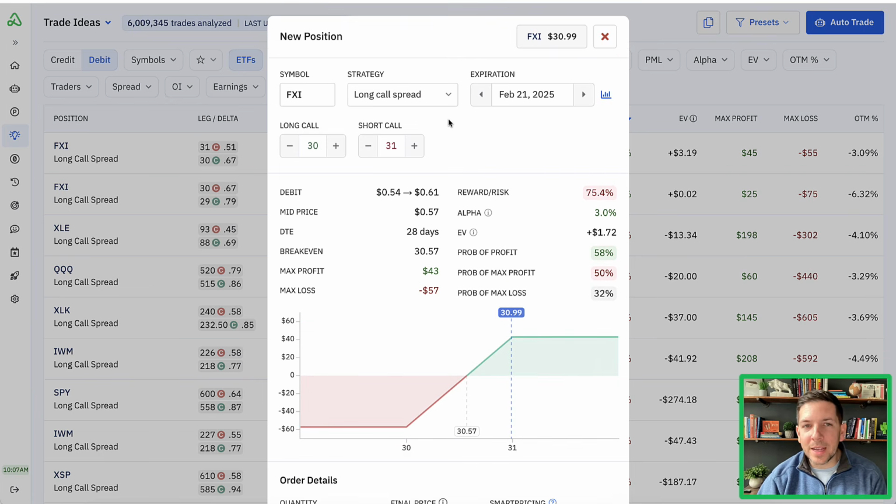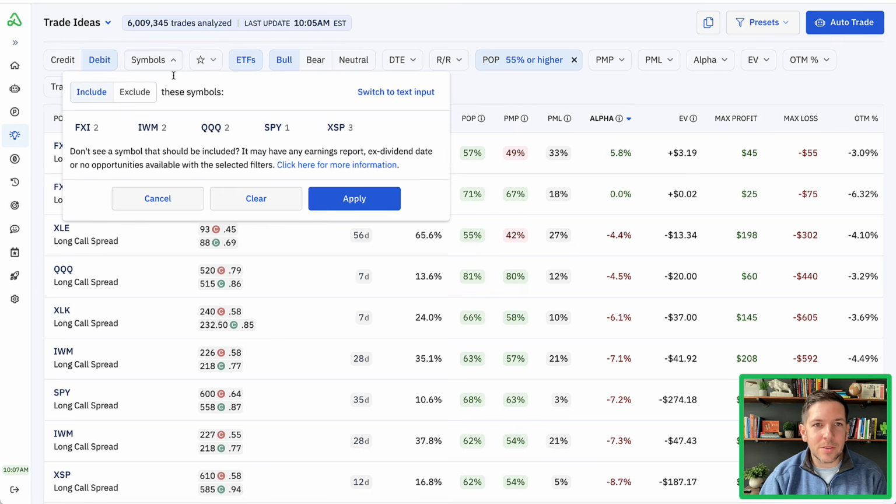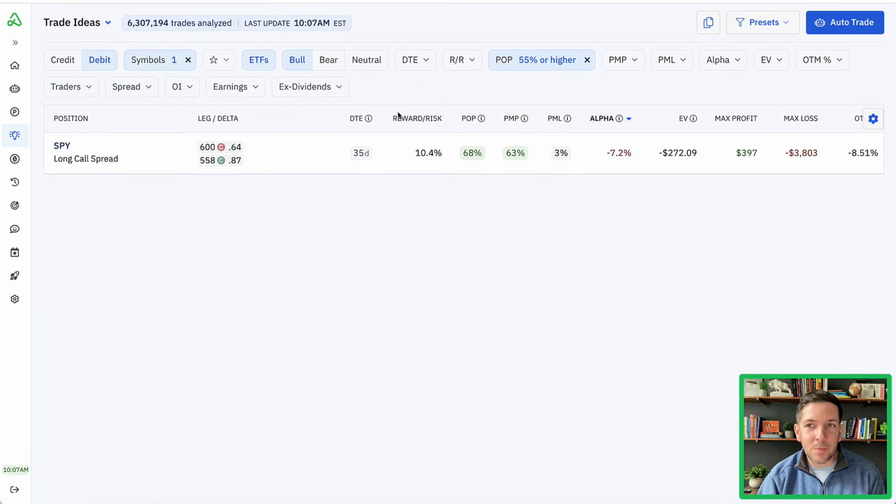So I'm not gonna make a debit spread trade right now. We'll make a credit spread trade towards the end of this video. But again, you can see how you can surface some of these ideas rather than just kind of picking and choosing randomly. Of course, if you like any particular symbol, you can say, okay, only include SPY. And this is actually pretty fascinating. Like the only trade idea right now here is this SPY position.